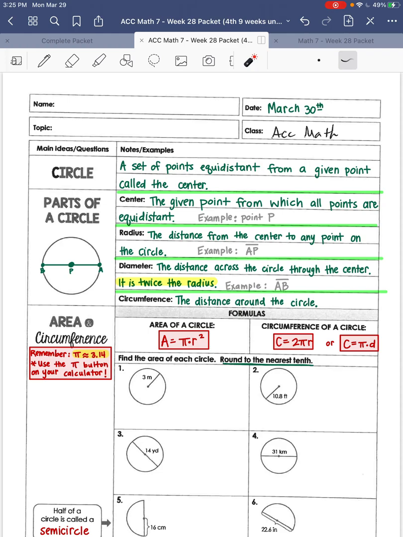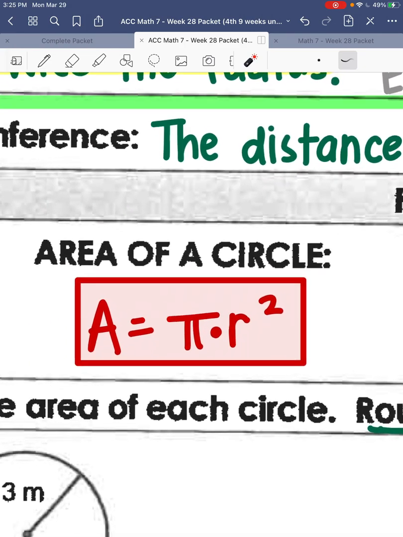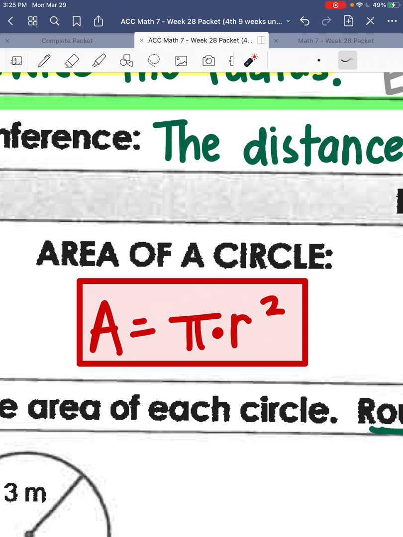Okay, so now that we've talked about that, let's talk about some formulas that you're going to need for area and circumference. So the formula for area of a circle is pi times the radius squared. The area of a circle is pi r squared.